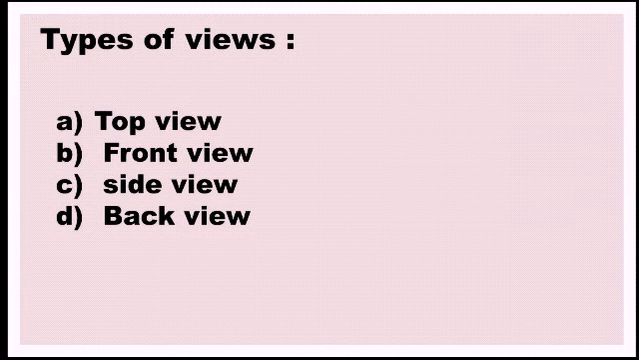And when we see the back of the object, that is called back view. The back view is not introduced, meaning we are not using the back view. We are mainly using top view, front view and side view here. So top view means when we see the object from the top. Front view is when we see the object from the front. And side view is when we see the object from the side.